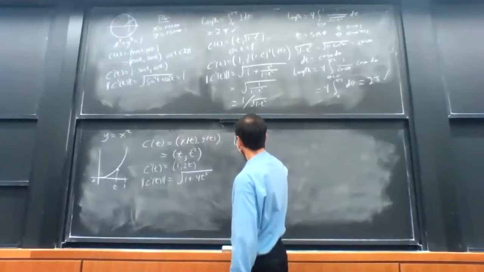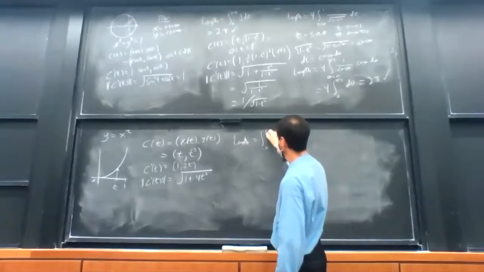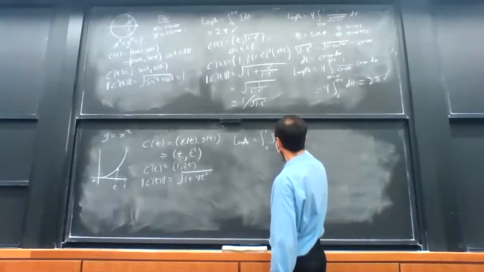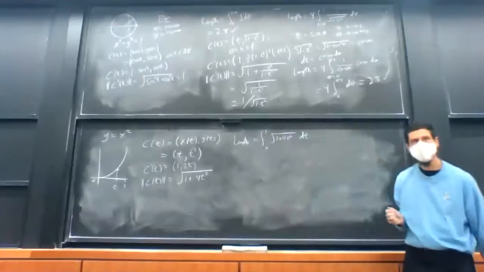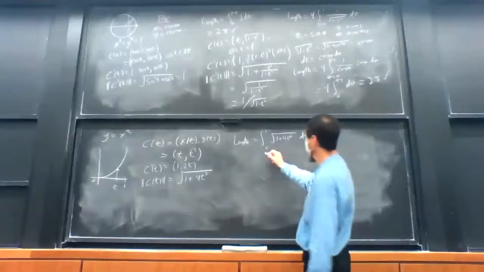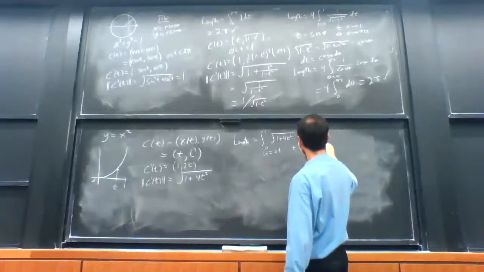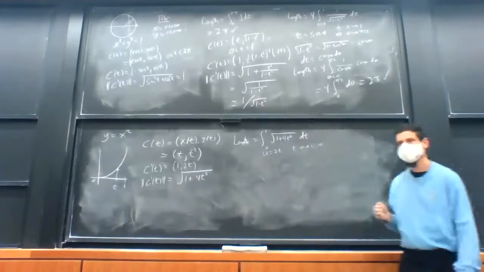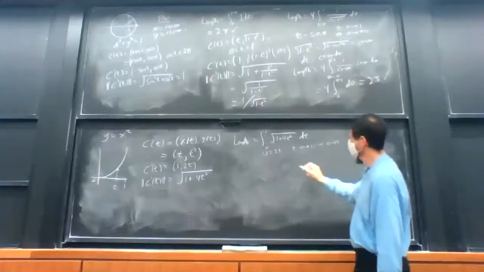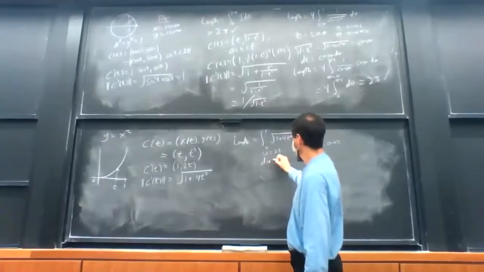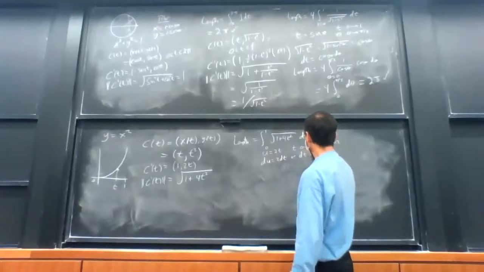So the length is going to be the integral from 0 to 1 of the square root of 1 plus 4t squared dt. We can make things a little bit nicer. I'll let u equal 2t. So as t goes from 0 to 1, u goes from 0 to 2. And if u equals 2t, du is 2 dt, or dt equals 1/2 du.